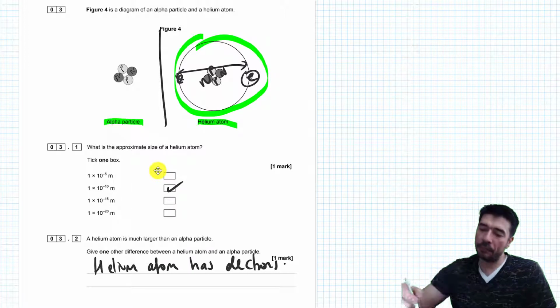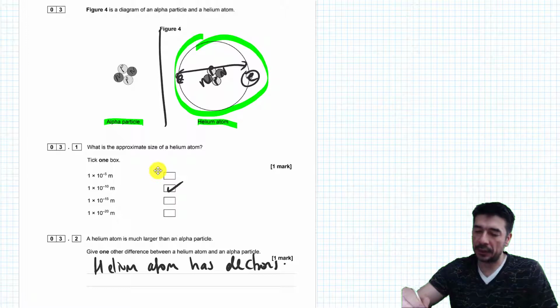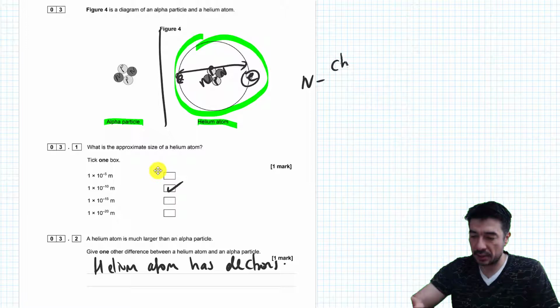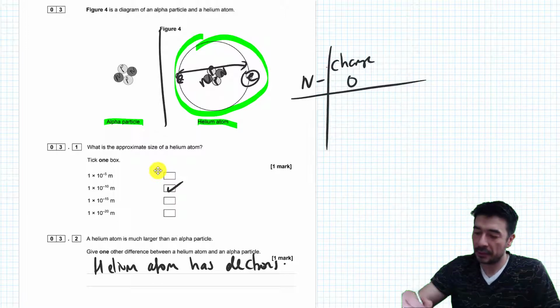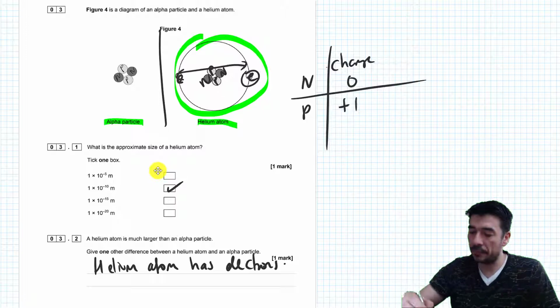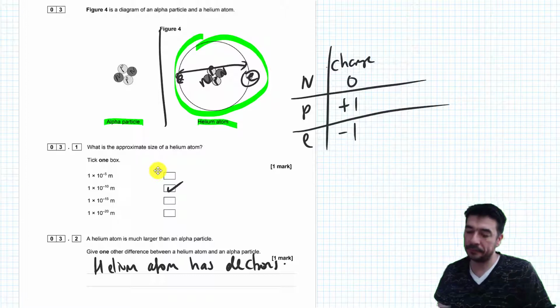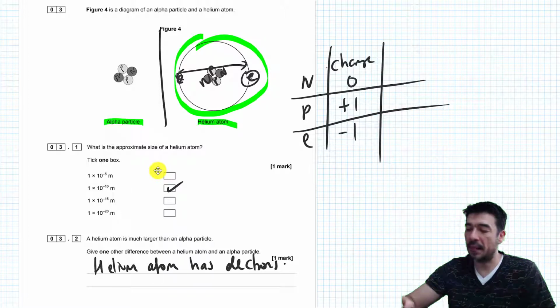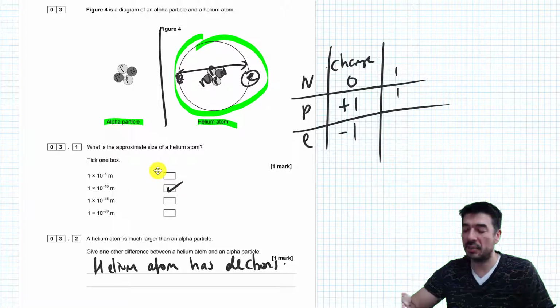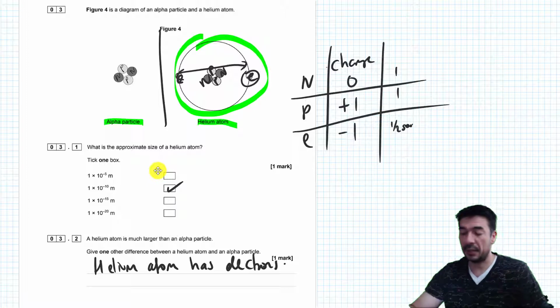Then you've got to think that, well, neutrons, they don't have any charge, so their charge is 0. Protons have a charge of +1, and electrons have a charge of -1, right? These have a mass of 1 and 1, and the electron's mass is practically 0, or 1 over 2,000 approximately, so it's a very small mass for the electron.